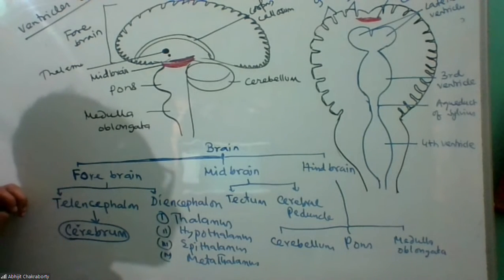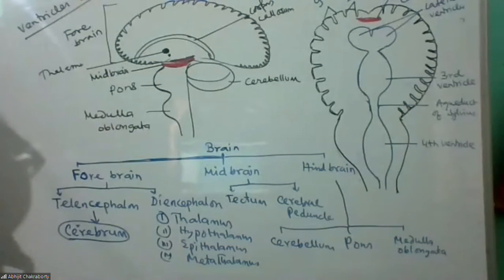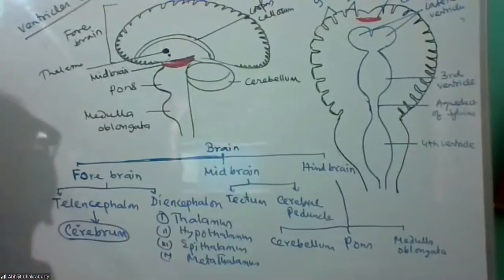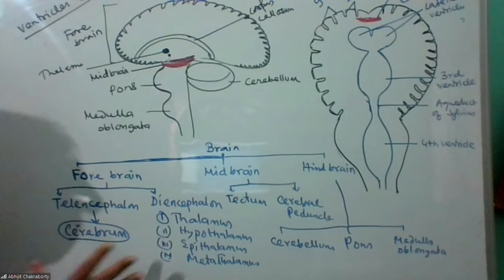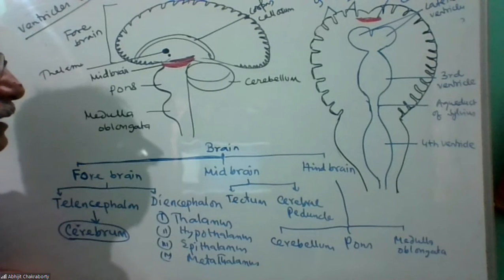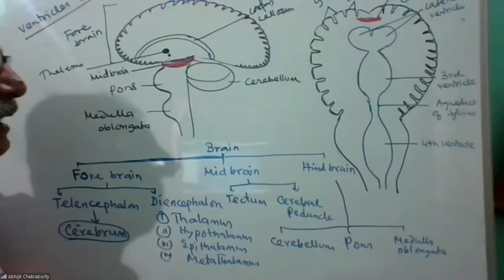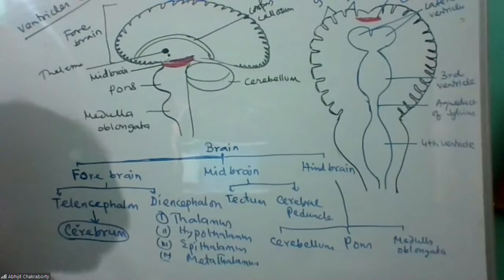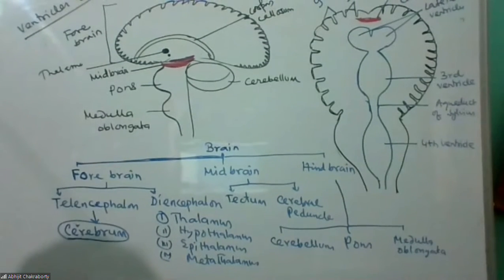Is it clear? Yes, sir. Okay. Now, there are two cerebral hemispheres. First of all, I have to discuss the brain ventricles. So I have to wrap the lower part only. Lower part completed: the classification of brain, the forebrain, midbrain, and hindbrain. Forebrain, telencephalon, the diencephalon. Midbrain includes tectum and cerebral peduncle. Completed this part? Yes, sir. Okay.